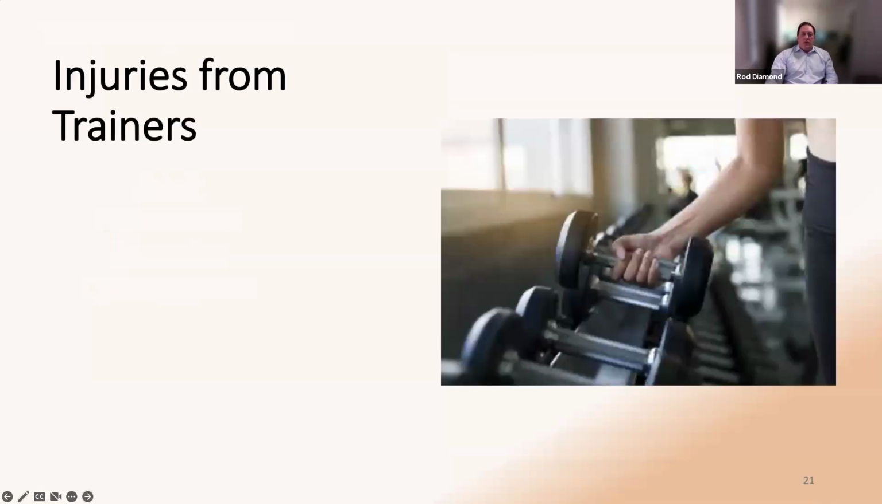Injuries from trainers, some of the reasons are failure to assess the person correctly, overtraining the person, so the person may not be conditioned to do the exercise regime that's been designed for them, failure to inspect the indoor or outdoor areas, poor supervision, and the trainer themselves training persons who are outside the trainer's area of expertise. So a Cert 4 trainer would not really be suitable to train someone with cancer or heart conditions or the like.